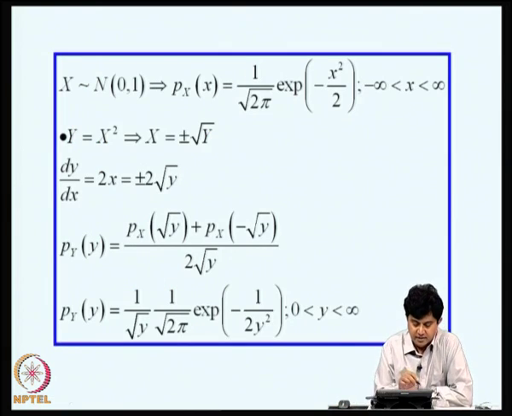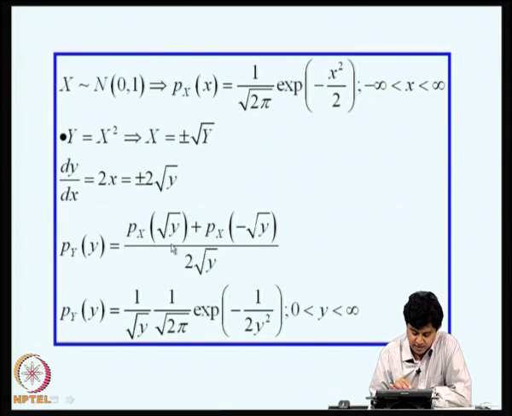We will begin with the definition of Px of x. If x is normally distributed with mean 0 and standard deviation 1, the density function is 1 by square root of 2 pi exponential minus x square by 2, where x is from minus infinity to plus infinity. Y equal to x square means x can take two values, plus or minus square root of y. Now, dy by dx is 2x, therefore, that is equal to plus or minus 2 into square root of y. Therefore, Py of y is Px of x evaluated at the two possible roots, namely plus square root of y and minus square root of y, divided by the gradient, which is 2 into square root of y.